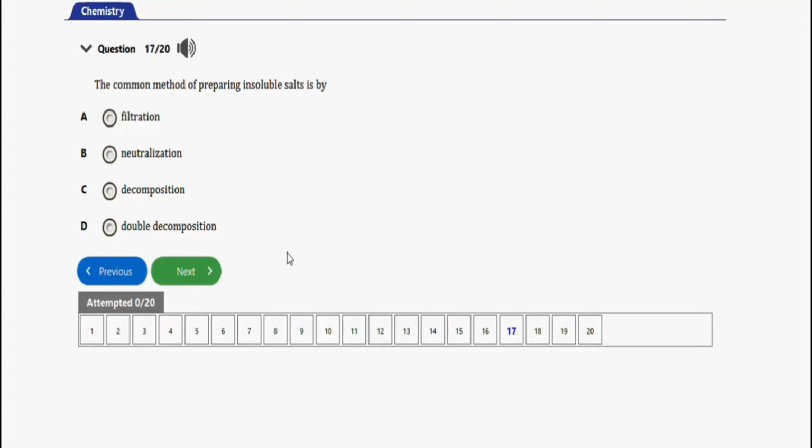The next question. Potassium trioxonitrate(V) can be obtained from a solution by... the right option will be crystallization. The next question. Which of the following methods is suitable for the preparation of insoluble salts? The answer is double decomposition. Had it been soluble, it would have been neutralization, but since it's insoluble, it's double decomposition.